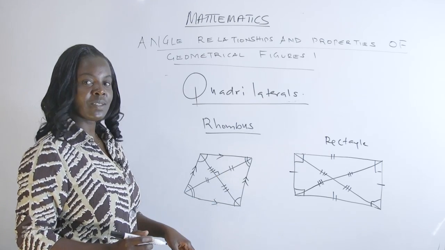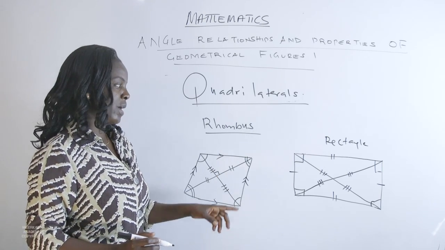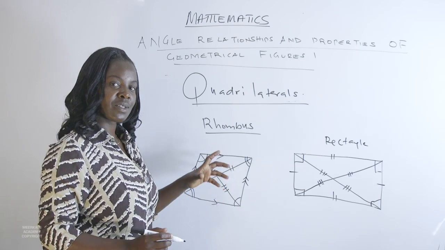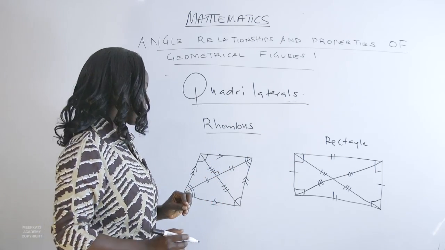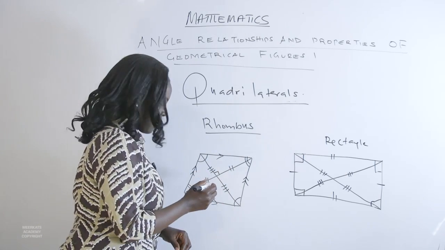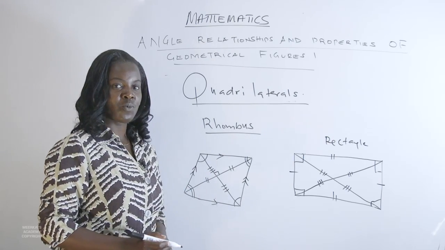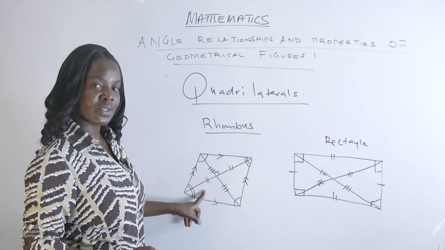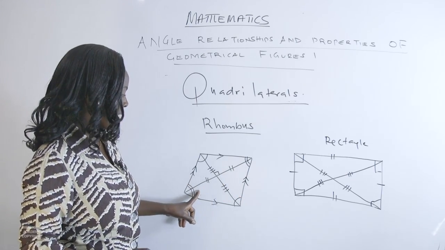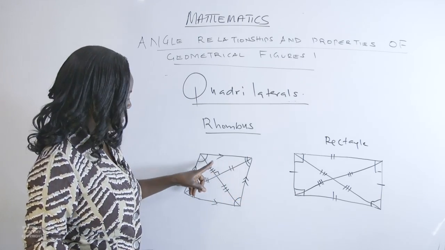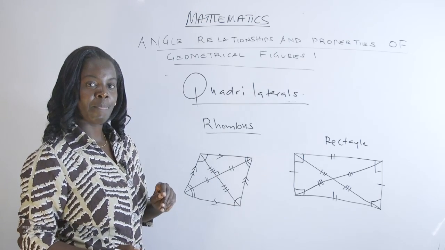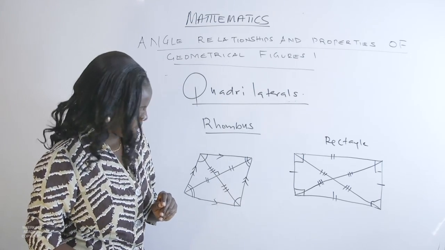Then about the angles, unlike the square where all the interior angles are right angles, for a rhombus, we have this angle and this angle. The opposite angles of a rhombus are equal. So this angle and this angle here are equal, while this angle and this angle are equal.